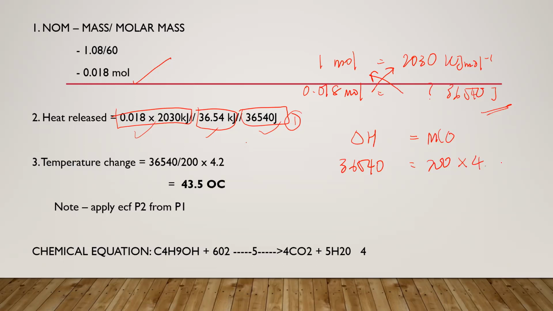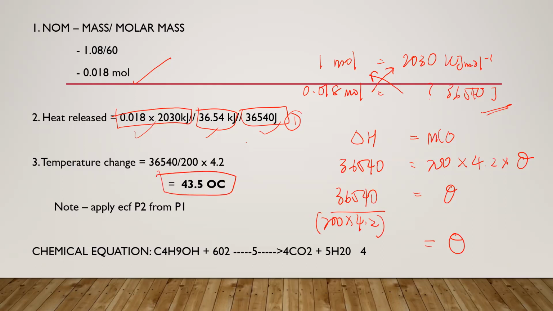I times with 4.2, I times with my theta. Theta, I don't know what it is. So it's very simple. 36540 divided by 200 times 4.2. Those of you who are using calculators, make sure you bracket this first, then only you can get the answer. Okay, all of you, did you get 43.5 degrees Celsius? Yes or no? Yes.